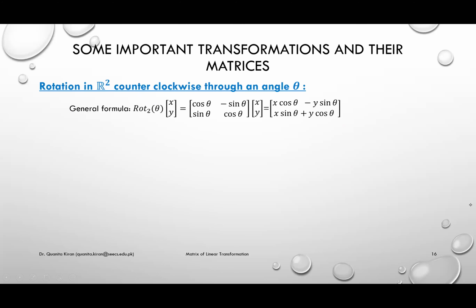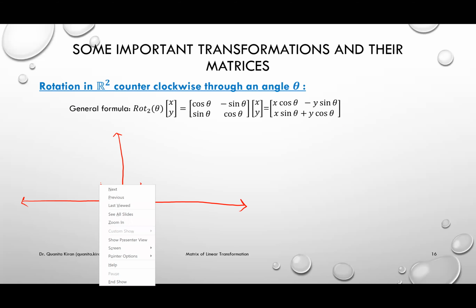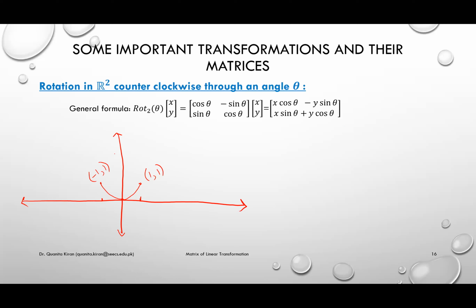Now you can see here the effect of this rotation on, let's say, a curve. I am taking a simple curve, a parabola, and I am describing this parabola by using 3 points: (1, 1), (minus 1, 1) and (0, 0). So this is the parabola. This point is (1, 1), this point is (minus 1, 1).